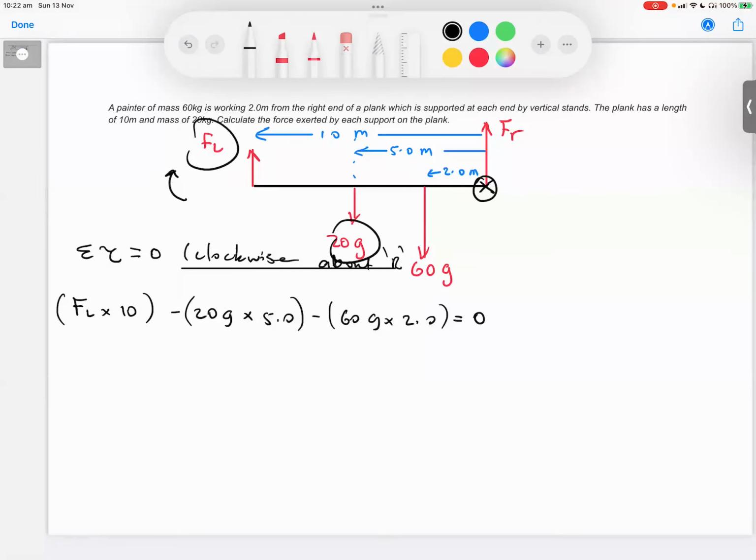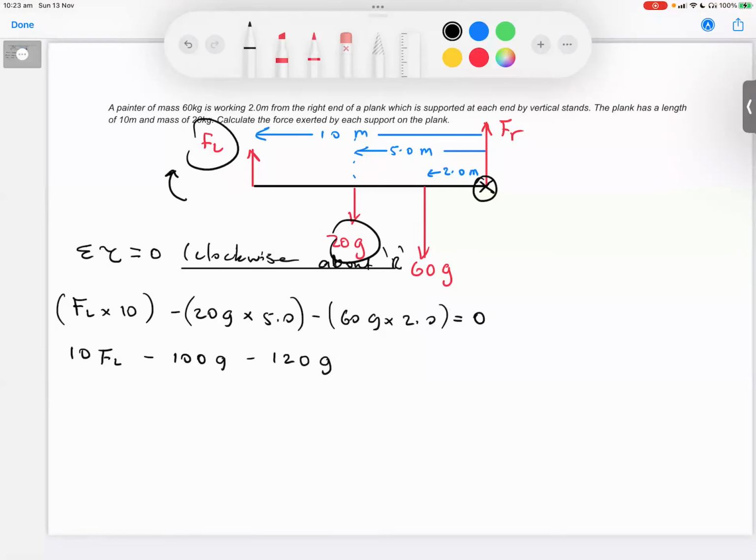And just take care at this point. Even if you got the incorrect answer, you'd still be awarded marks for using the correct process. So I've got 10 FL. Notice I'm just keeping it moving a little bit, trying to emulate exam conditions, if you like. So minus 20G times 5, that's minus 100G. I'm just consciously writing a little bit smaller, because I know the space in an assessment task is fairly valuable. So 60G times 2, that's minus 120G.